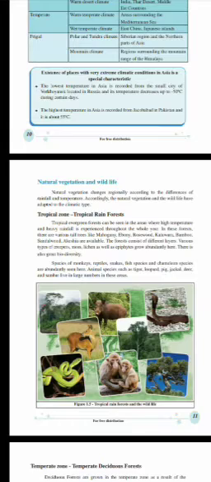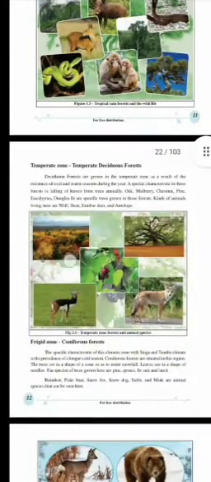Temperate zone, temperate deciduous forests. The deciduous forests are formed according to the hot summer and winter seasons of the year. Annual leaf shedding is a special feature of this forest. Plants such as oak, mulberry, chestnut, pine, Douglas fir, etc. are found here.